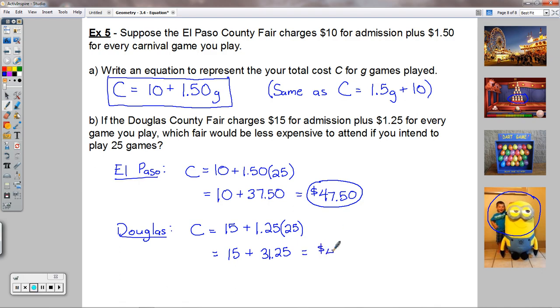So this is $46.25. So if the fairs are maybe the same distance away, just as good one versus the other, you may want to consider going to the Douglas County Fair over the El Paso County Fair to save yourself $1.25. So this one, in this case, Douglas is less expensive.